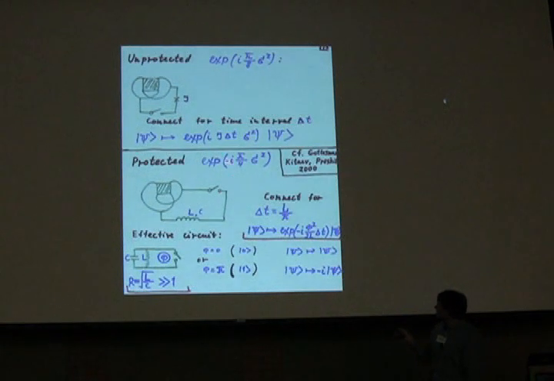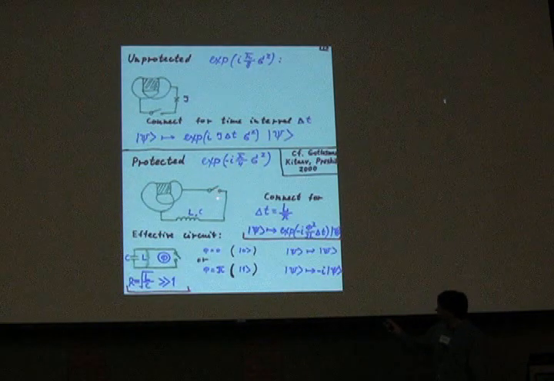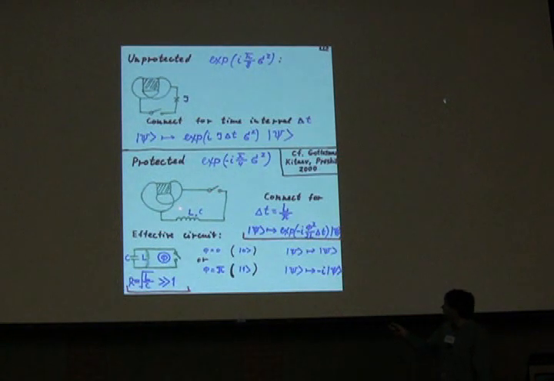But the same gate with this exact number, pi over 4, can be realized in a protected fashion. For this purpose, we include an inductor. Actually, it's an LC circuit. It includes both inductance and capacitance. We connect this circuit for a certain time interval, and some magic happens in this circuit. The Hamiltonian of this circuit is such that it already implements an error-correcting code.